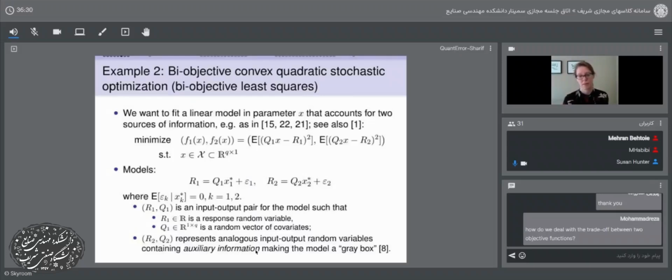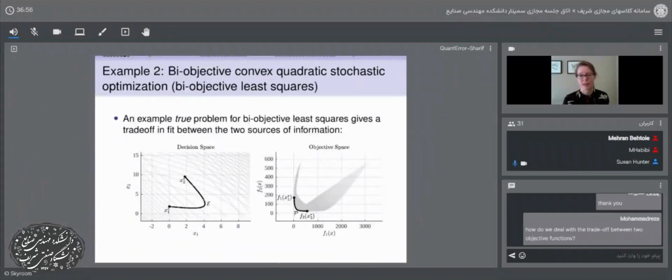So this makes the model sort of a gray box type of model. And we want to fit one model or one set of parameters using both of the sources of data. And we can assess then, using this biobjective optimization problem, what is the trade-off in choosing different parameter values.